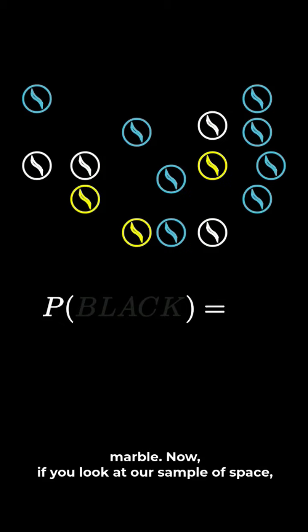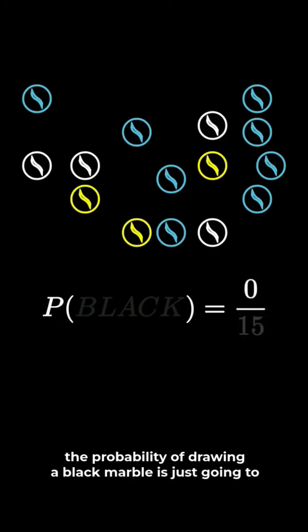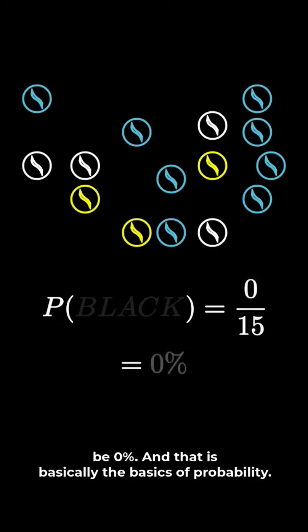Now let's say we want to find the probability of drawing a black marble. Now if you look at our sample space, we only see yellow, white, and blue marbles. There's no black marbles. So in this case, don't let this question fool you. The probability of drawing a black marble is just going to be 0%. And that is basically the basics of probability.